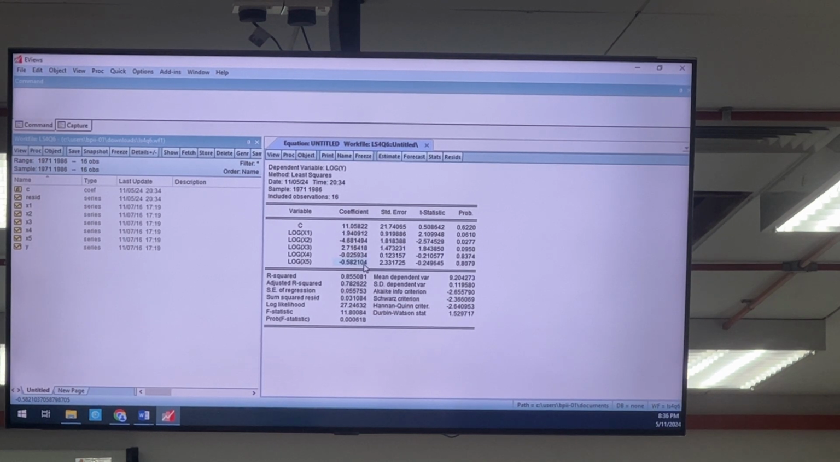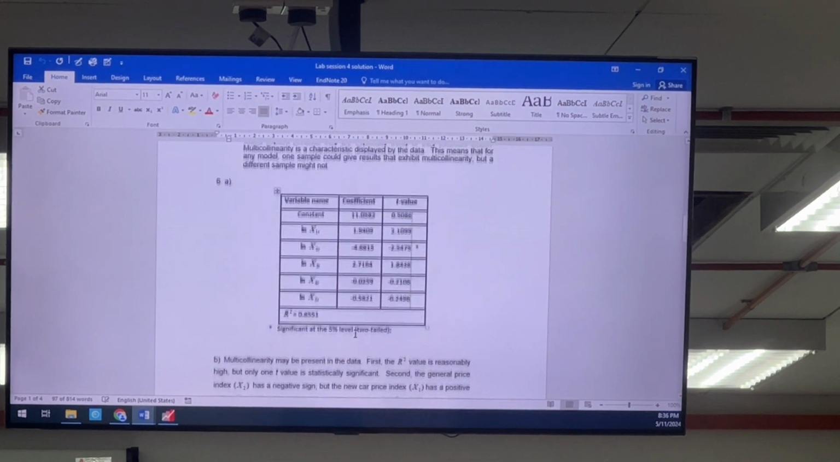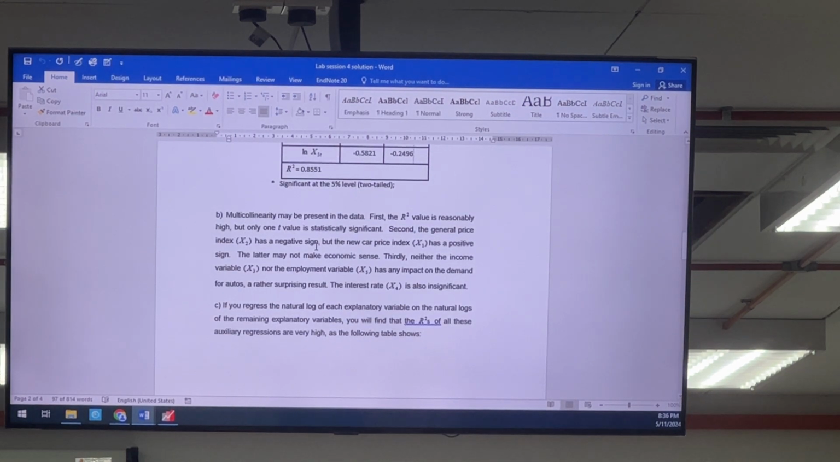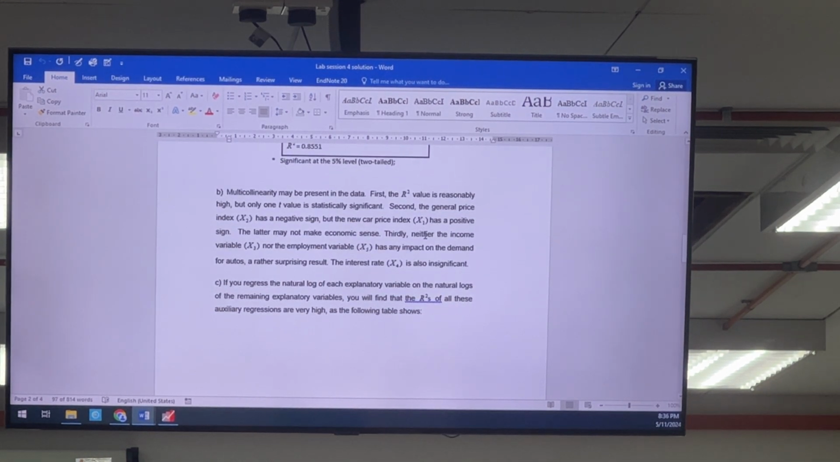So when we have an estimate different from what we expect, you have to investigate further to see if it is because of collinearity between independent variables. So you read the given answers. Multicollinearity may be present in data: first, R square value is reasonably high and the F significance test is also significant, but only one t value is significant.